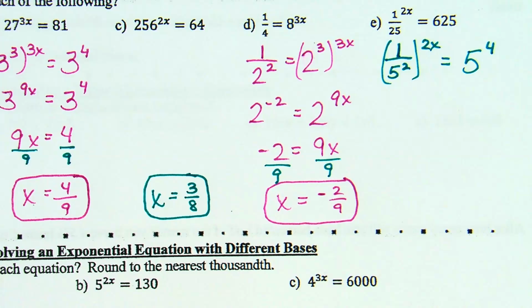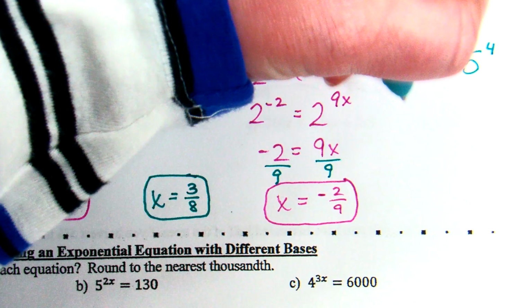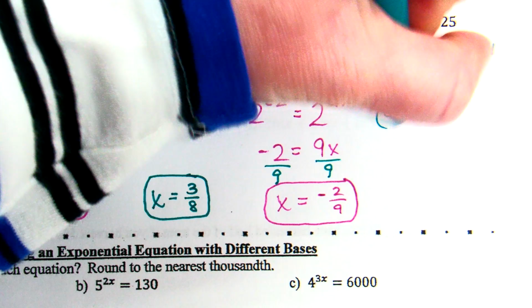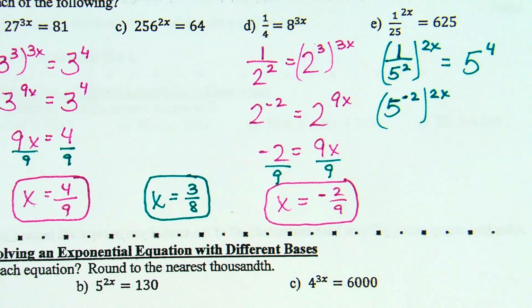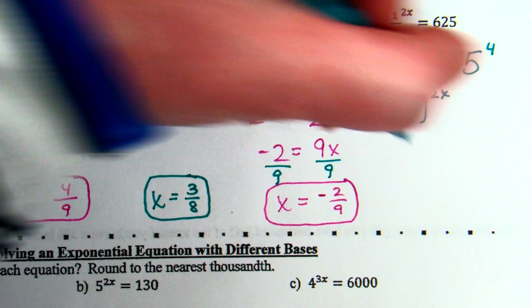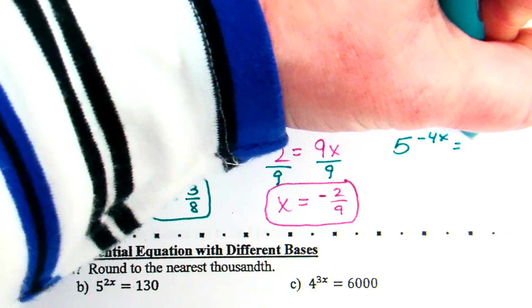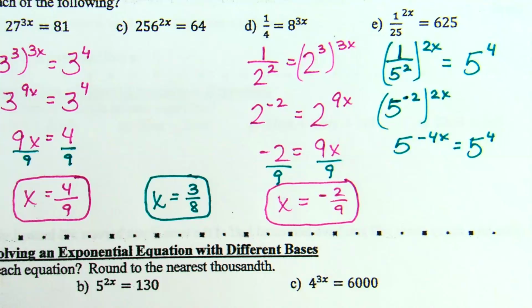Okay. What do we know about that scary fraction? Can we make it not a scary fraction? Yeah. To take that 5 to the second out of the denominator, make it 5 to the negative second. And it's 5 to the negative second raised to the 2x. 5 to the negative second raised to the 2x makes it 5 to the negative 4x. So I have 5 to the negative 4x equals 5 to the 4th. I guess technically I should put the 5 to the 4th on the previous line. We didn't do anything other than just carry it down.